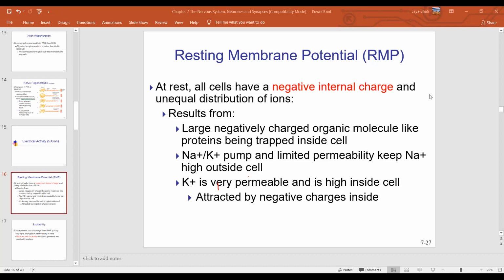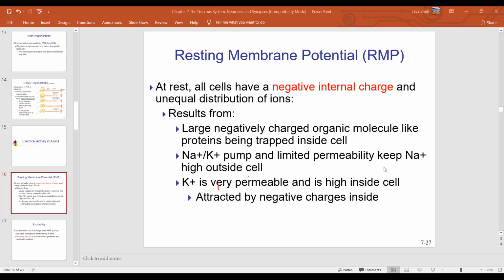Resting membrane potential. I talked about it earlier. At rest, all cells have a negative internal charge and an unequal distribution of ions. So why is there a negative internal charge? Because large negatively charged organic molecules like proteins are trapped inside the cell. Through evolution, a lot of large protein particles got trapped inside and they are negatively charged. So if you trap more negative charge inside, that's why there is negative inside. On top of that, there is the sodium potassium pump, a protein pump in the membrane, and limited permeability keeps sodium high outside the cells.